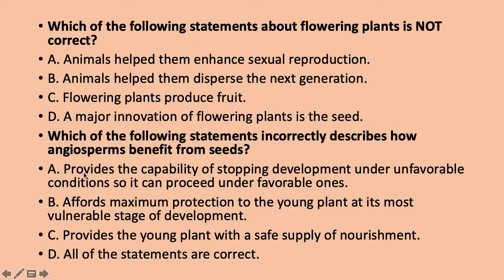All right, let's look at A. It provides the capability of stopping development under unfavorable conditions so it can proceed under favorable ones. That's true. Affords maximum protection to the young plant at its most vulnerable stage of development. That is also true. Provides the young plant with a safe supply of nourishment. That is true. All of the statements are correct. Well, that's got to be D again.